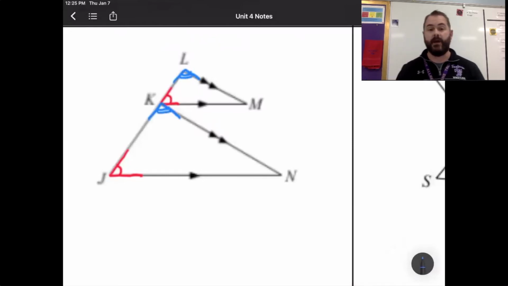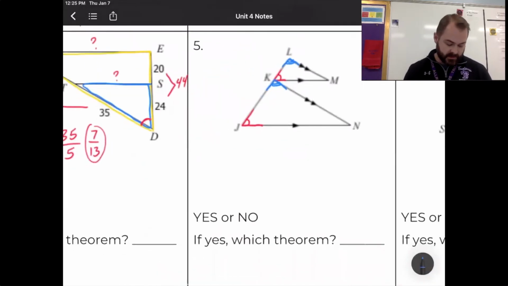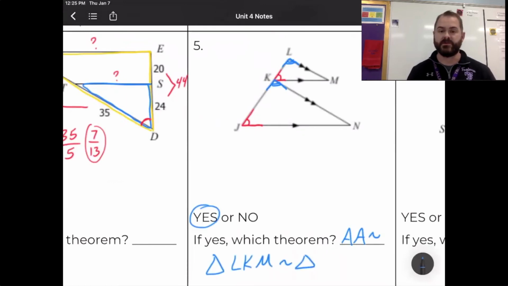So I've got angle similarity. I've shown two pairs of congruent angles. So yes, these are similar by angle similarity. So for my similarity statement, I could call triangle LKM. It would have to be similar to the triangle KJN.